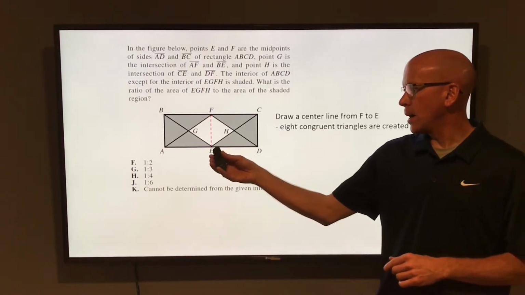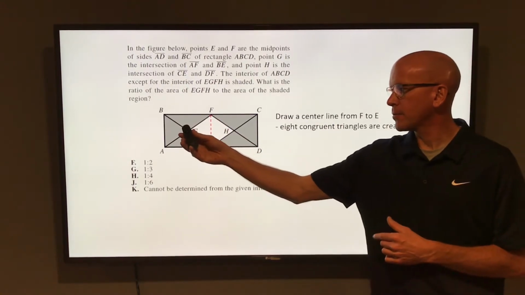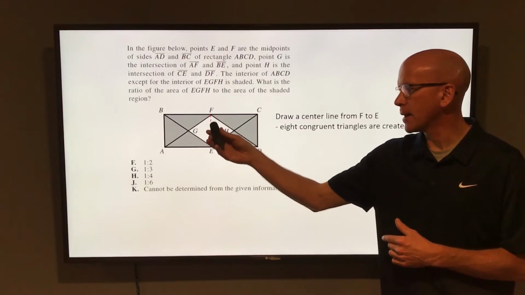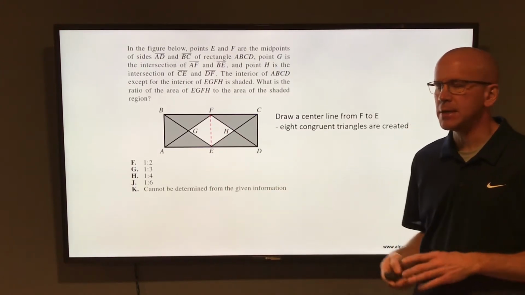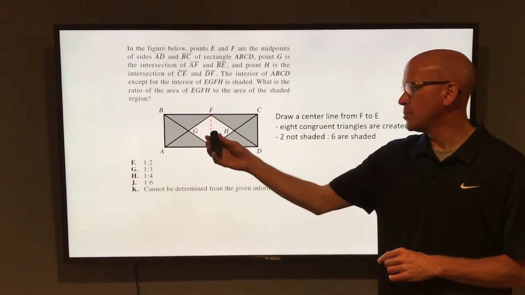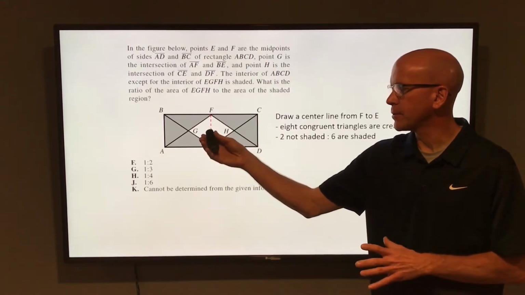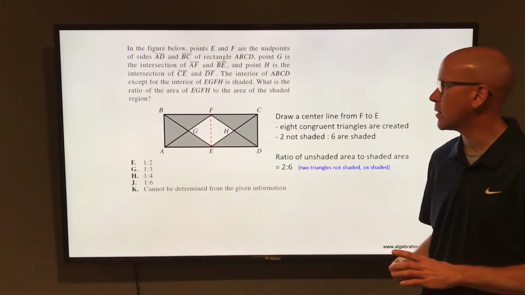We could draw a center line from E to F. That center line creates 8 congruent triangles. You now have 8 congruent triangles when you drop that line down from F to E. With those 8 congruent triangles, 2 are not shaded and 6 are shaded. Remember, those are congruent triangles.